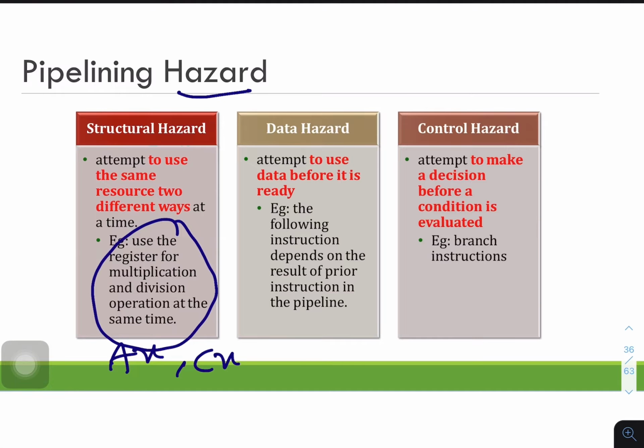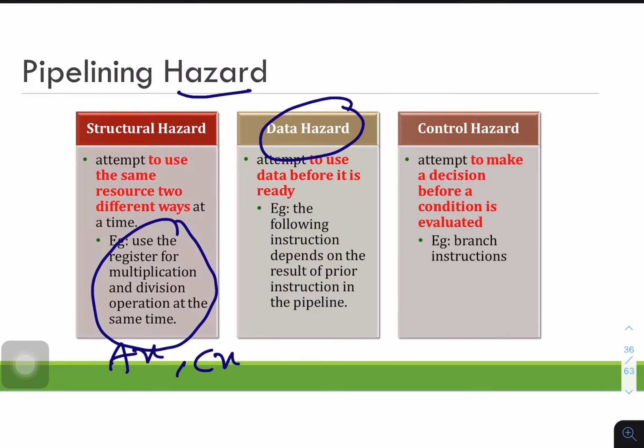Okay, kemudian yang second adalah data hazard. Data hazard berlaku apabila the instruction attempt to use the data before it is ready. Okay, the data is not ready, but the instruction needs to use the data. Okay, this will happen if there are 2 instructions using the same data. So the first instruction is not done with the data yet, and then the second instruction needs to use the data as well. So that is data hazard.